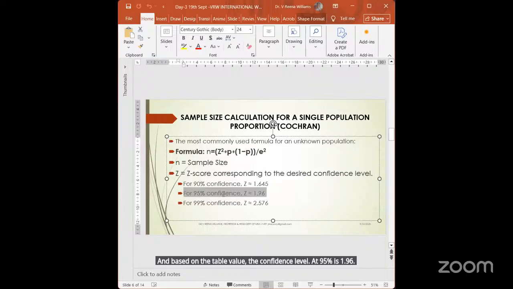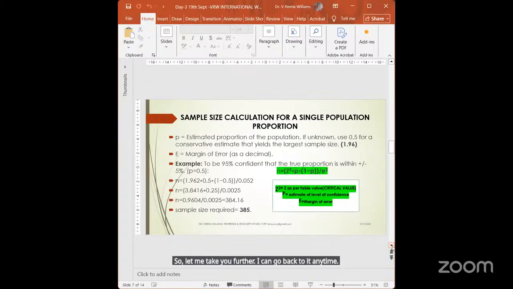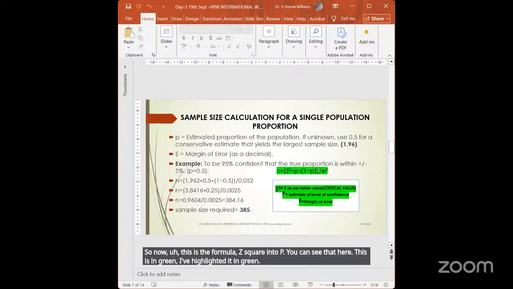So let me take you further. I can go back to it anytime. Anytime you're finding it difficult or something, let me know. So now this is the formula, z square into p. You can see that here. This is in green. I've highlighted it in green.